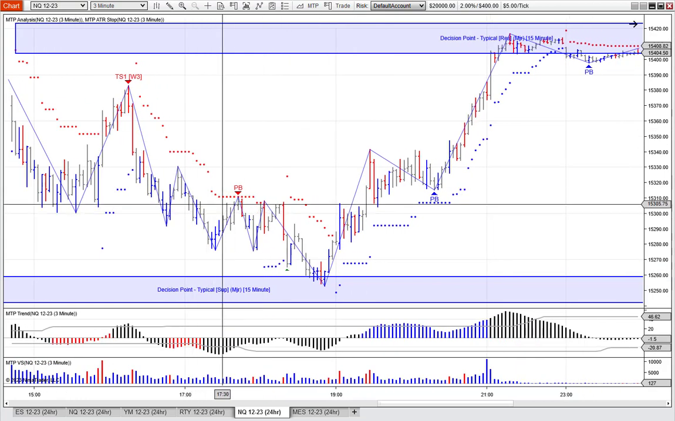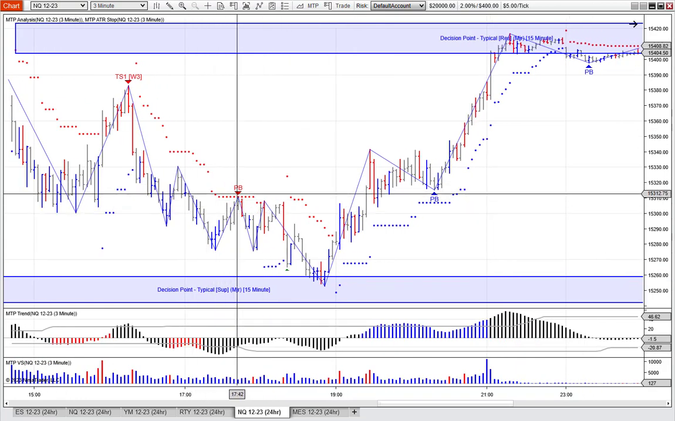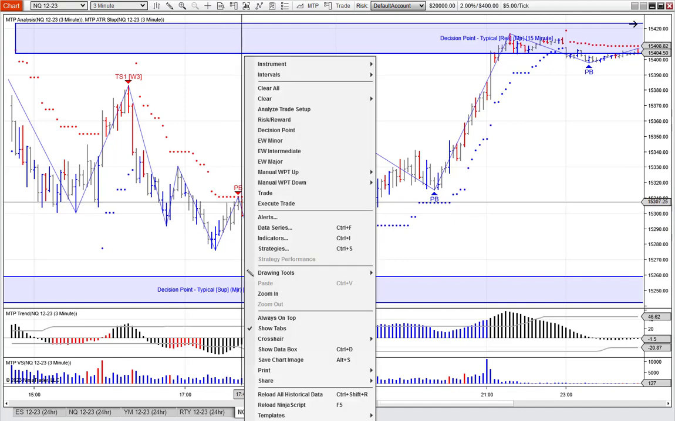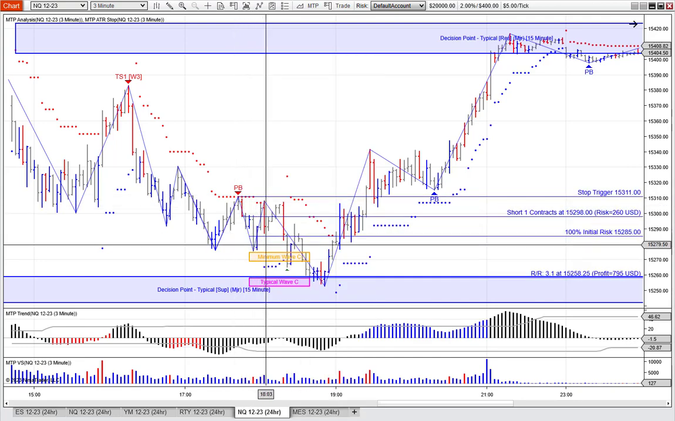So let's place the analysis on this PB or pullback trade setup. As usual, we right mouse click over the correctly colored reversal bar, MTP reversal bar, red for a sell or blue for a buy. Let's place our analysis on. There was the trade setup.